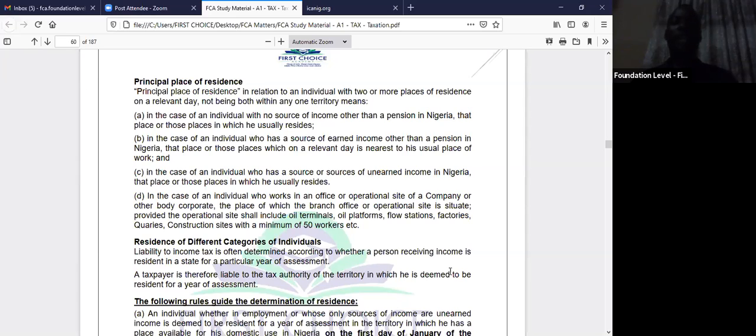The third one, an individual who has a source or sources of unearned income in Nigeria. Now, let me clarify that. We've talked about earned income, and we said earned income is salary, trade, income from trade or profession. Now, unearned income is an income that you will not need to work every day. All you need to do is just a one-time work and you keep earning. People call that type of income passive income. You even earn while sleeping.